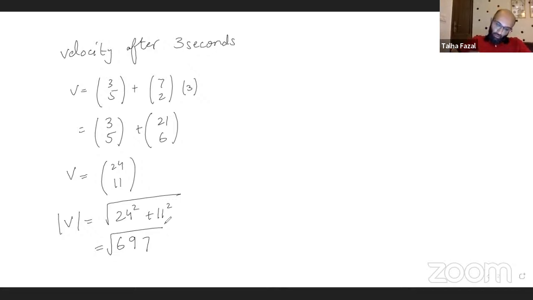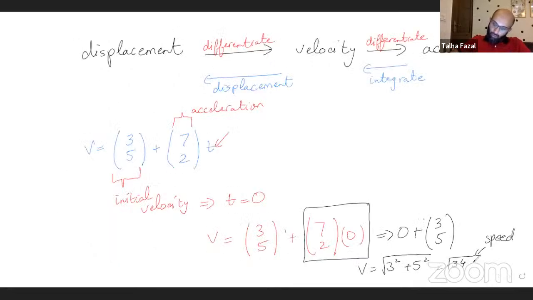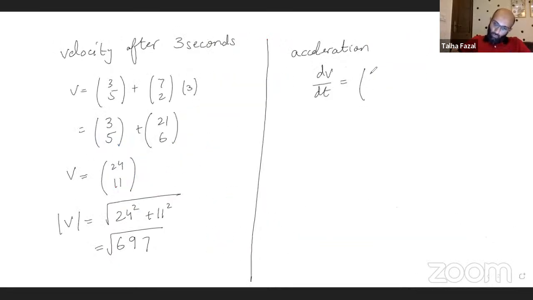Right? So this is how you try and find out or work with velocity vectors. Let's say I need to find the acceleration from here. Now, obviously acceleration is dv by dt. I had the initial vector, which is 3, 5 and 7, 2 t. And I need to differentiate this entire thing with respect to time, right?